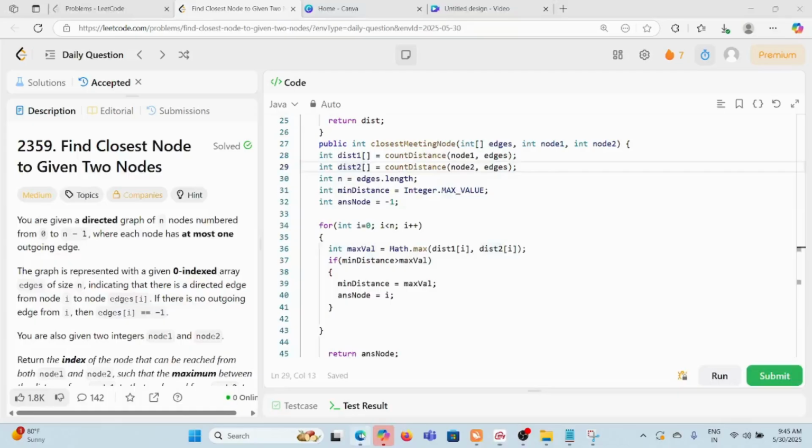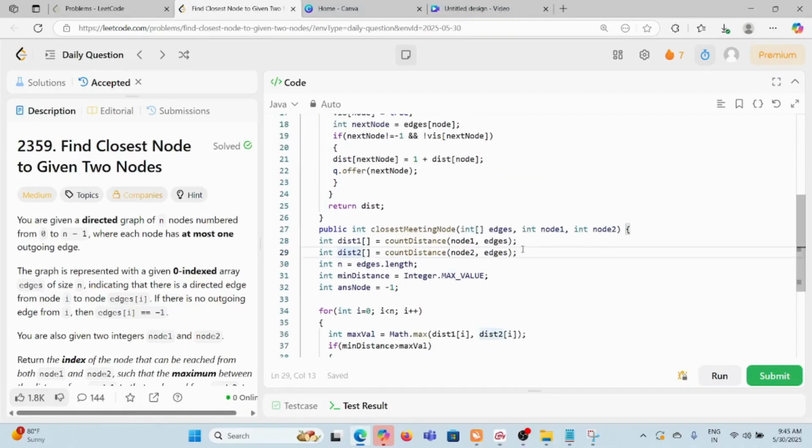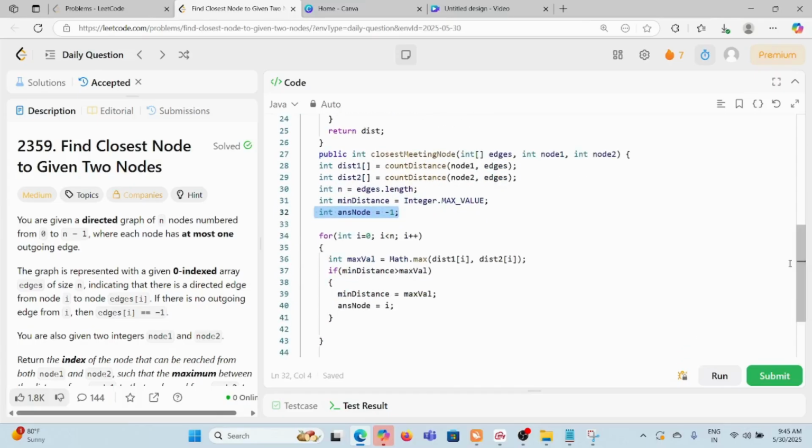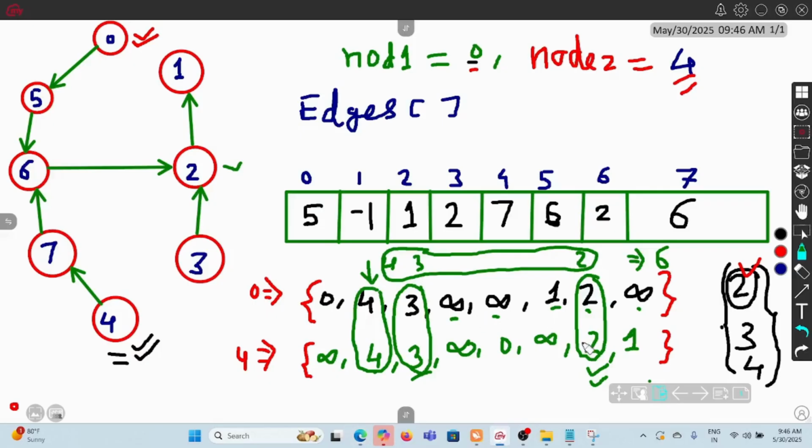So let's continue with the code part. We got the distances from node 1 and node 2 to all nodes. Now we have created this min distance variable, and the answer node is initially -1. Now we use this for loop and, for all the reachable values, we get the max value. If this max value is less than the min distance, we assign that value to min distance and answer node equal to that i. Whoever gives us the minimum value, with this check we will find, just like we were doing here. So we return it.